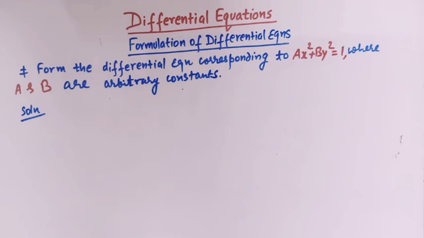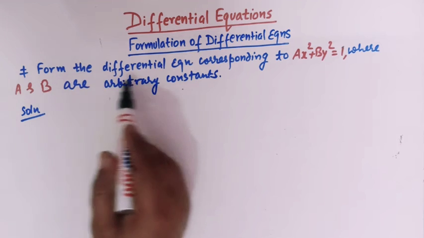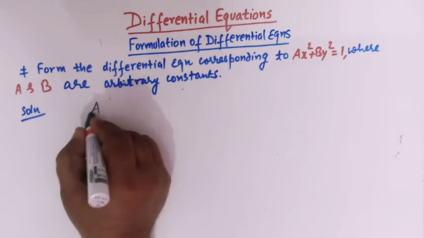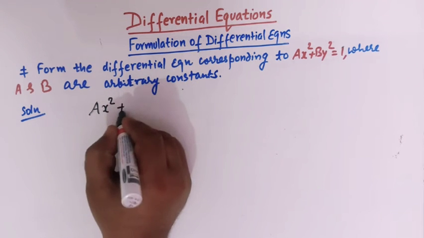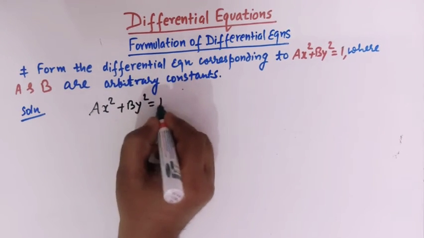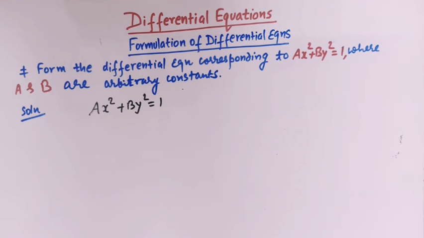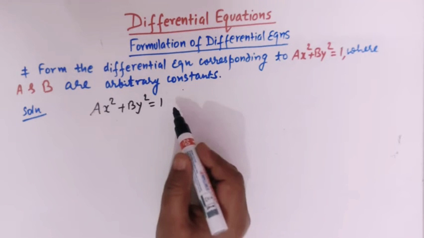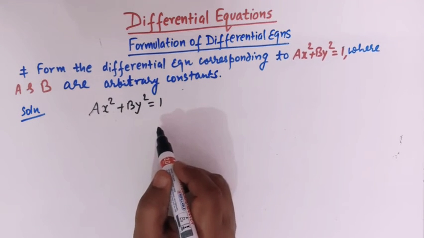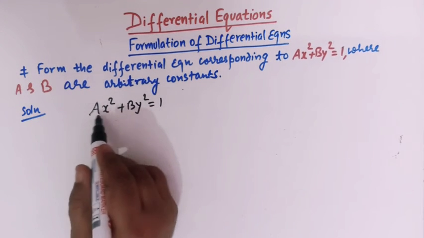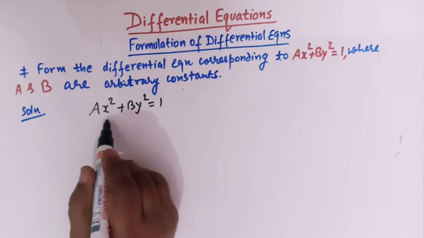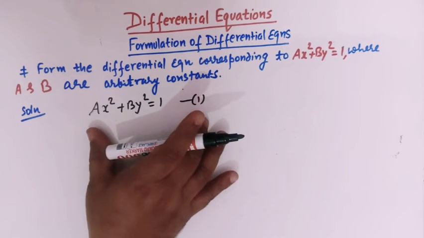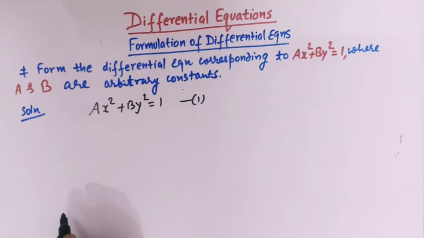Now let us take this problem. Here we have to form the differential equation corresponding to the curve ax square plus by square equal to 1, where a and b are arbitrary constants. So here the differential equation will have the order 2 because here we have two arbitrary constants, right? So we have to differentiate this equation 2 times. So let us differentiate equation 1 with respect to x.